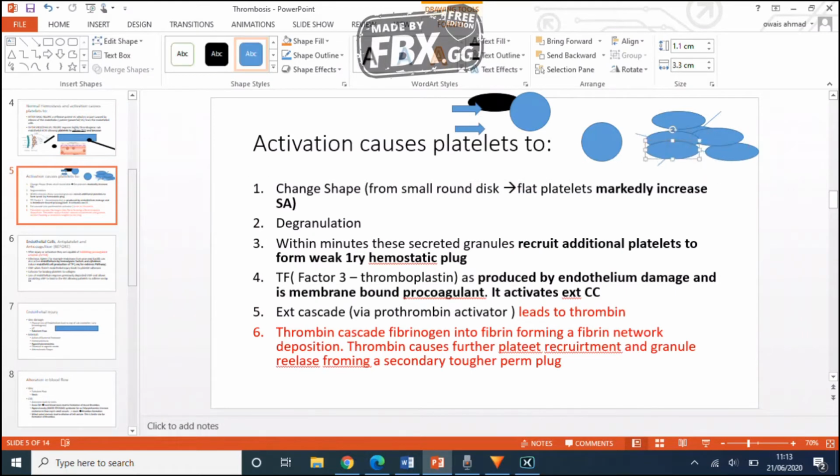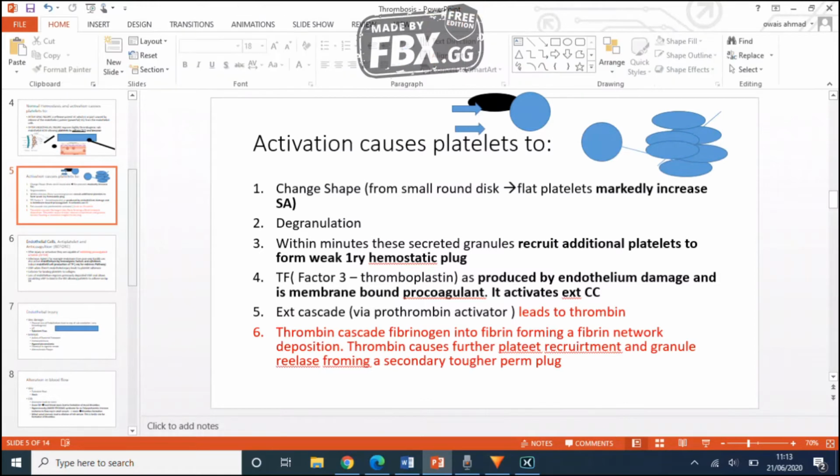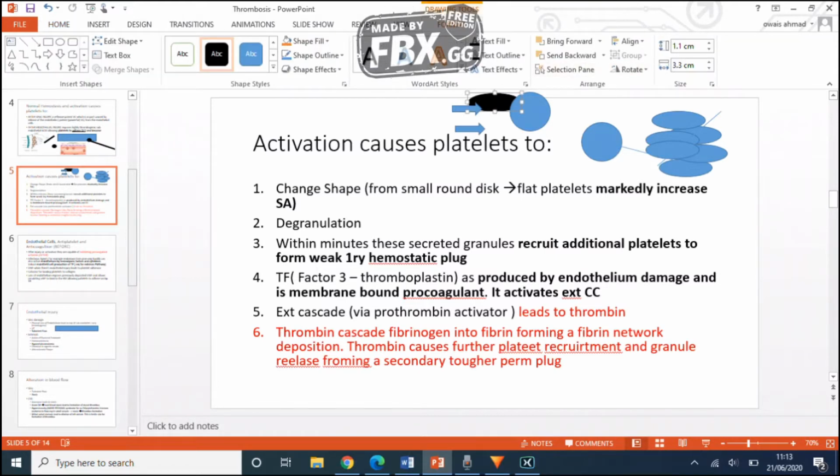So a platelet comes and adheres, and then from the damaged endothelial we get tissue factor 3 release that causes more platelets to come. That causes the extrinsic coagulation cascade, and the end result of the coagulation cascade is thrombin. Thrombin then converts fibrinogen into fibrin. Fibrin then forms a fibrin network, and this causes further platelet recruitment.